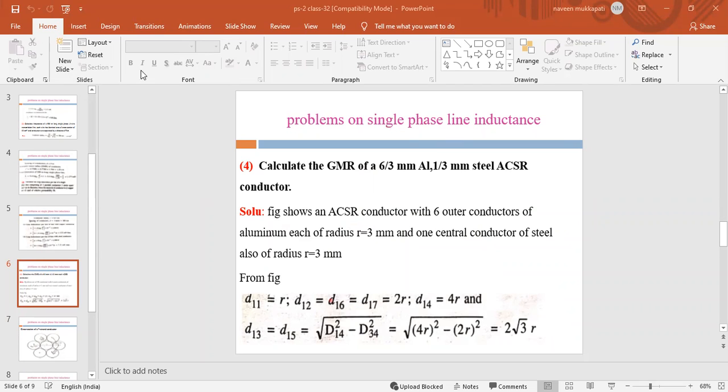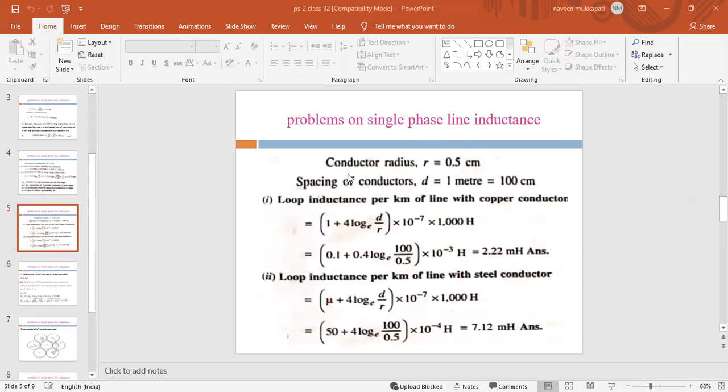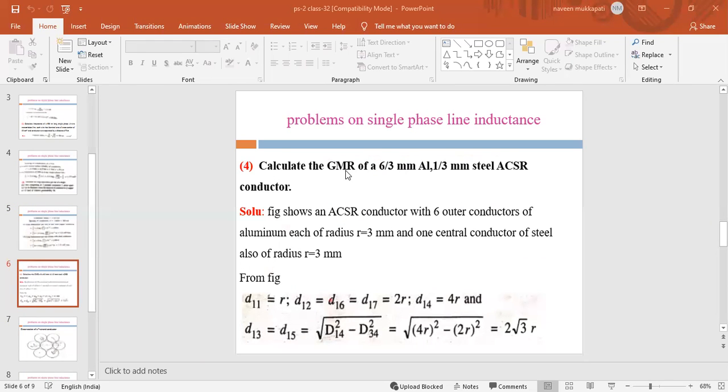Okay, in the previous problem we calculated the inductance of a copper conductor and a steel conductor of relative permeability. In the present problem we calculate the GMR, that is the geometrical mean radius, of 6 by 3 mm aluminium.